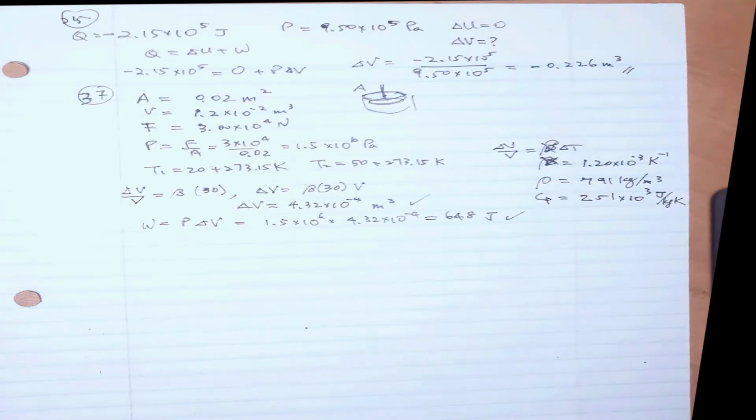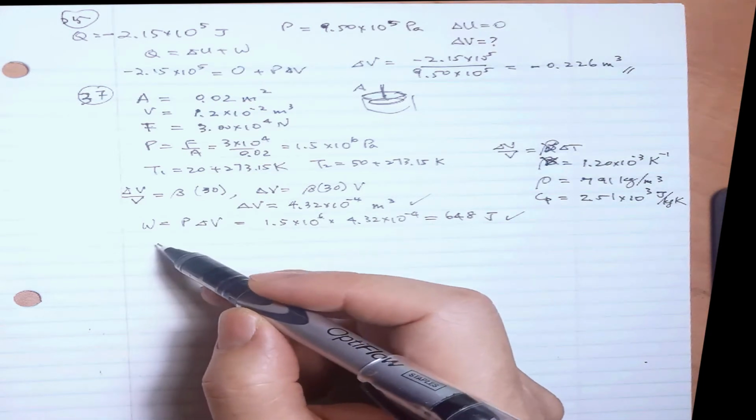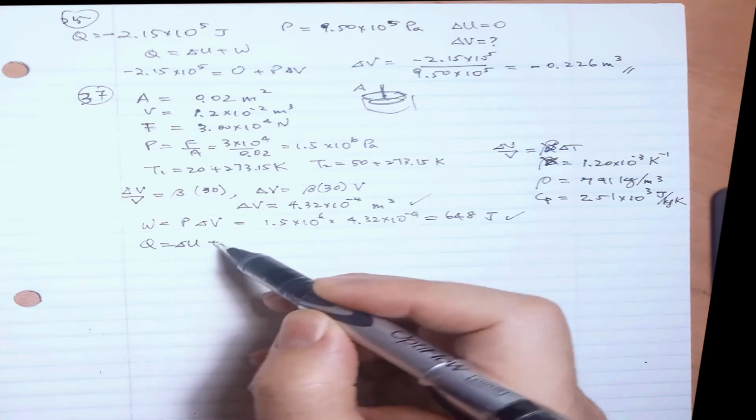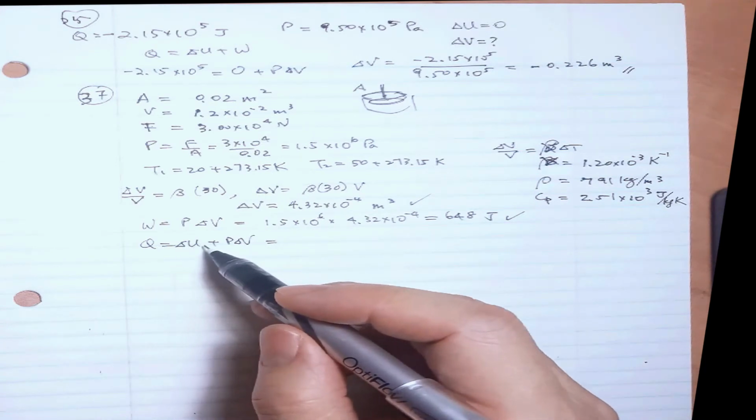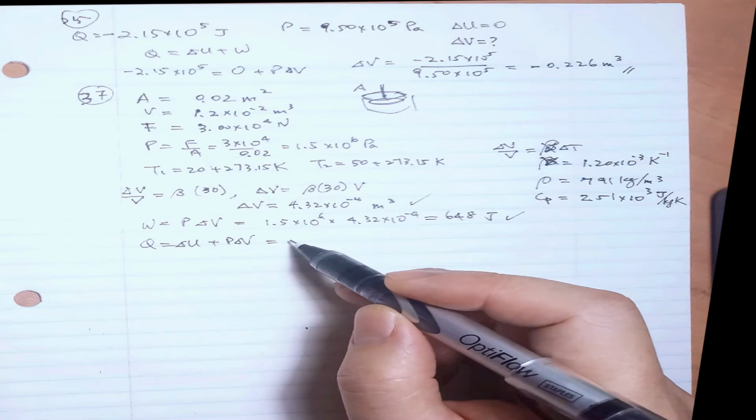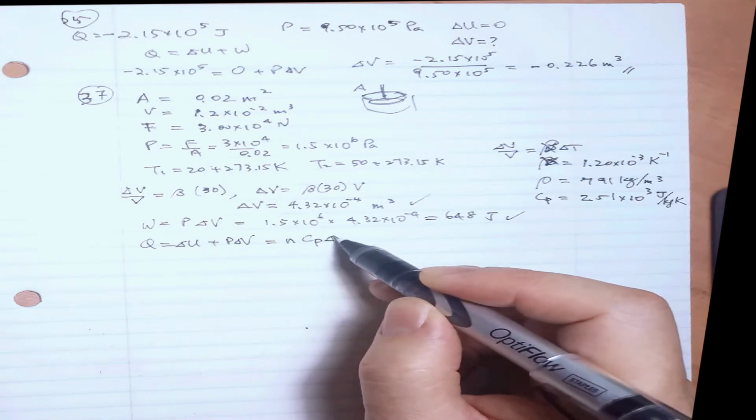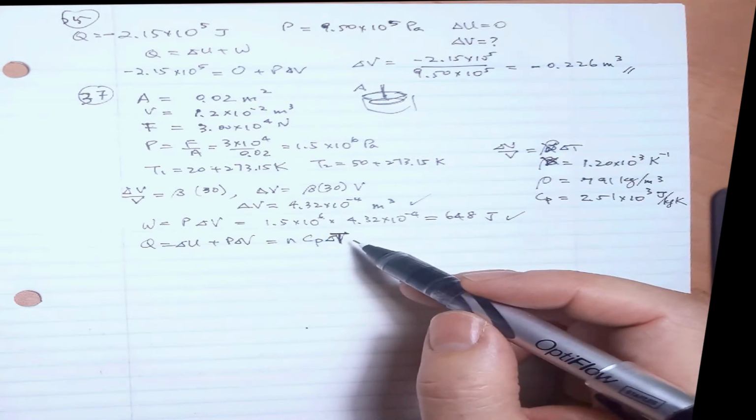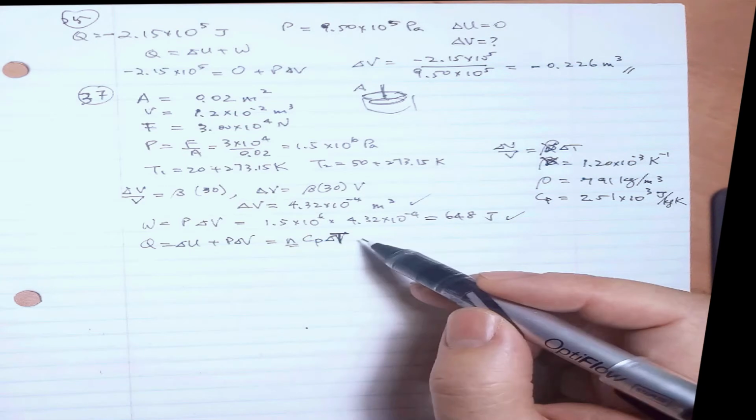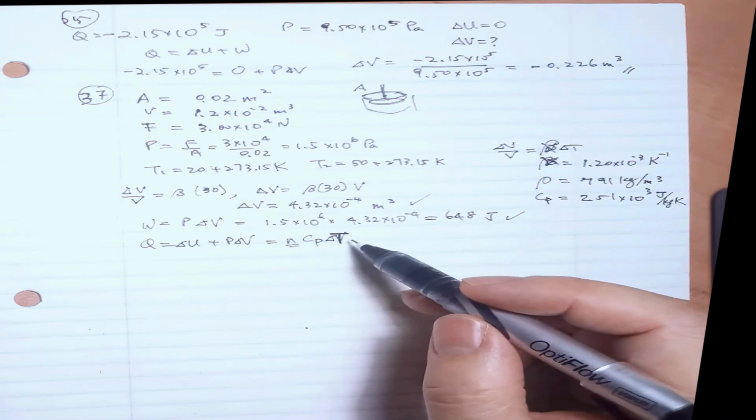Okay, and then next one, part C, says the amount of heat added to the methanol. What is the amount of heat added to the methanol? Well, Q is delta U plus P delta V, right? So under constant pressure, we said the change was basically n Cp delta T. So all we need to know is how many moles there are, and multiply by Cp, which we were given, times the change in temperature.